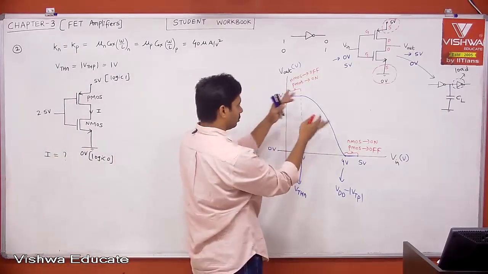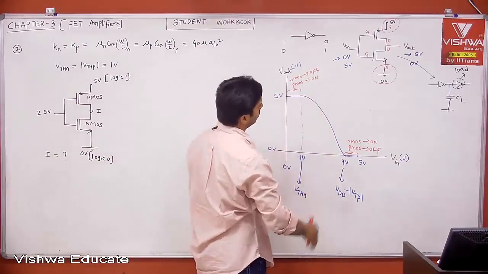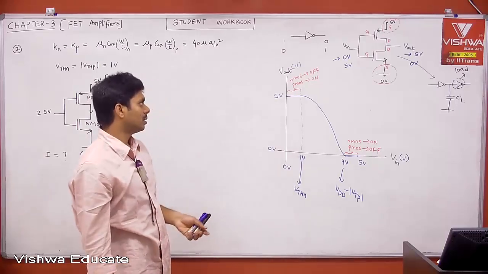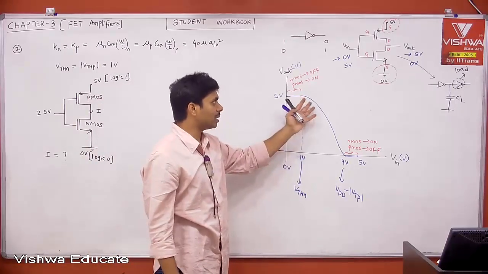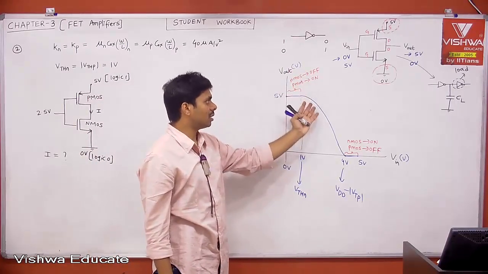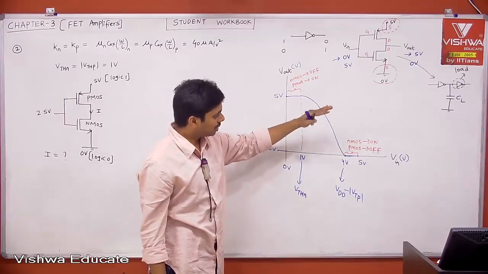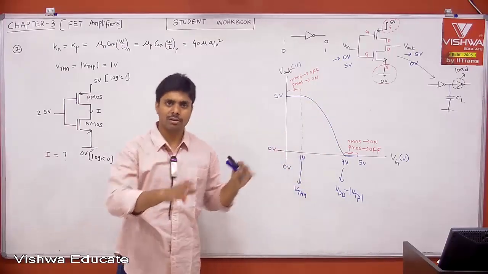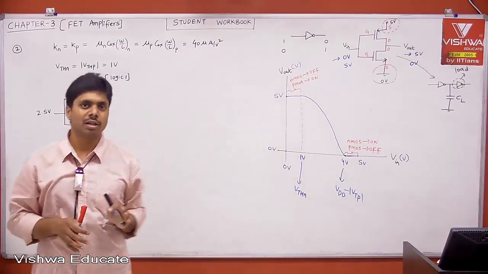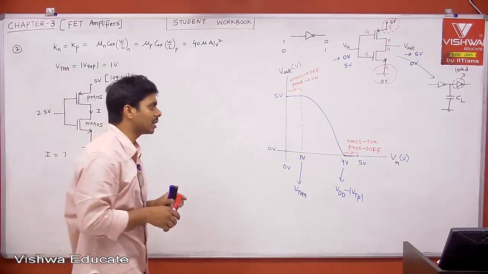In between, NMOS starts conducting, but it will be in saturation region, linear region, saturation, and linear, saturation. Like that, there will be a transition. Those things we will see later. We will not see everything at the same time. It will take time.